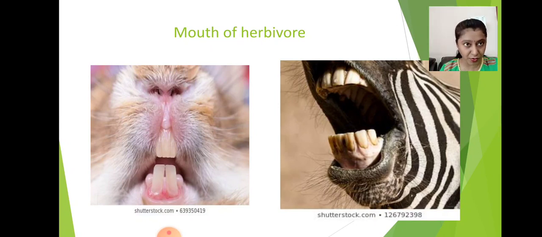Again the open mouth, and you can see the incisors are very sharp, very strong, so that they can take a bite of the grass. And the back teeth, molars, which are not so clearly visible, but molars are very flat and blunt so that they can chew and grind the food well.